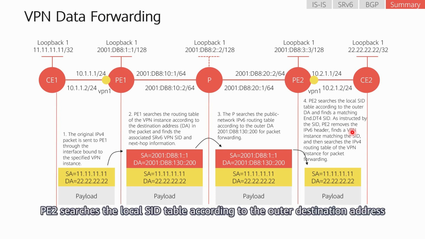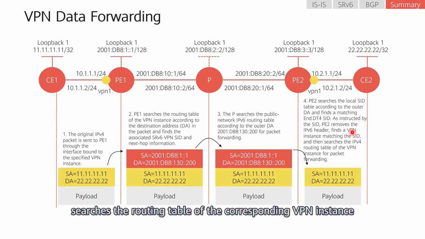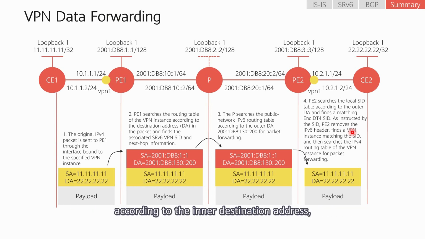P2 searches the local SID table according to the outer destination address and finds a matching End.DT4 SID. Then, PE2 performs operations as instructed by the SID. Specifically, PE2 decapsulates the packet, removes the IPv6 header, searches the routing table of the corresponding VPN instance according to the inner destination address, and forwards the packet to CE2.